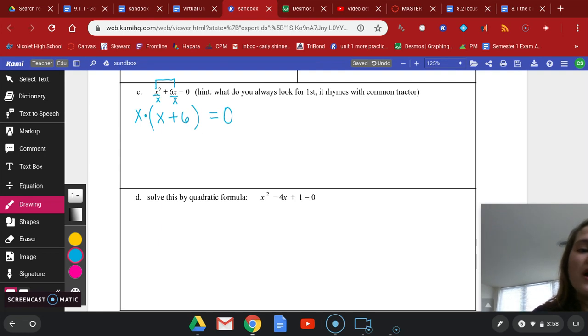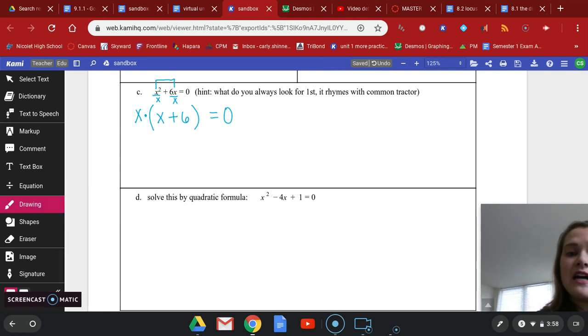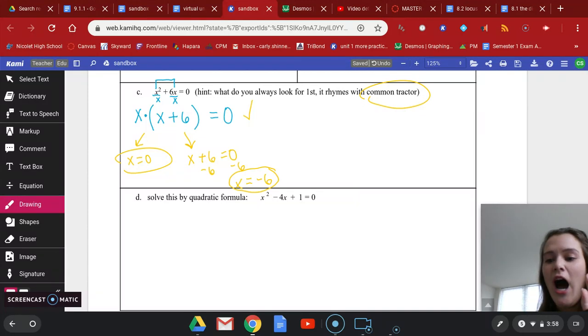Now that it's factored and set equal to 0, I'm just going to set both of my factors equal to 0. So I either get x equals 0 or x plus 6 equals 0. So I get x equals negative 6, or I get x equals 0. Common factor, right? So those are my 2 x-intercepts, folks.